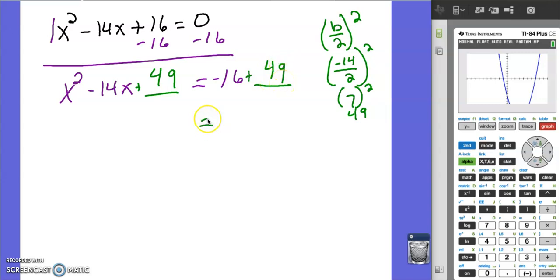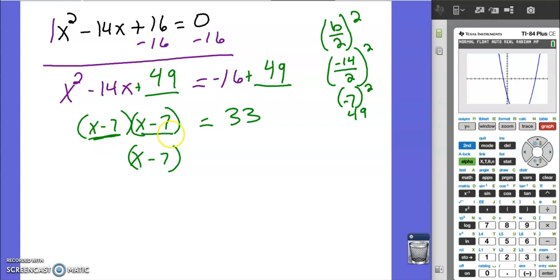Now, you might be asking, well, why are you doing that? Well, there's something that you notice on the left side. If I try to factor this now, it can be factored to x minus 7, x minus 7. Notice they are identical. So that can be written as a perfect square. That's why this method is called completing the square. That's because those will match and you can write it as a square. And then to solve this, you're going to use the square root method, take the square root of both sides.